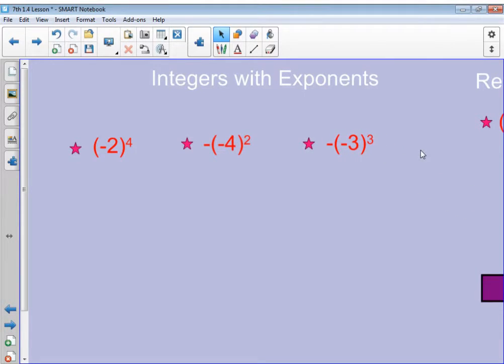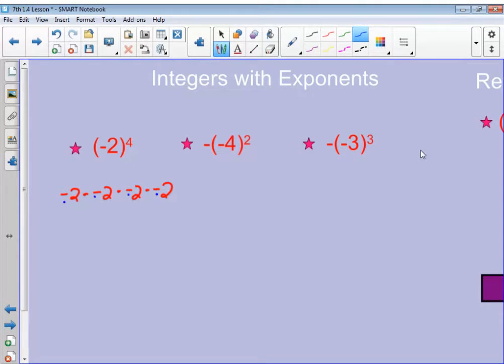We're going to look at the first one, negative 2 to the 4th power. For those of you that need to see it, it would look like this: negative 2 times itself 4 times. Now if we count our negatives, there's 1, 2, 3, 4. That's an even number, so it's a positive answer. I'm going to put that down just so you know that I checked that. Then 2 times 2 is 4, times 2 is 8, 8 times 2 gives us 16. We end up with positive 16.